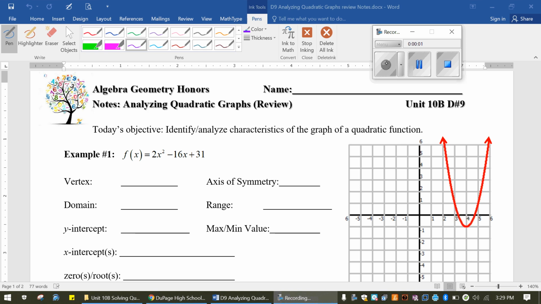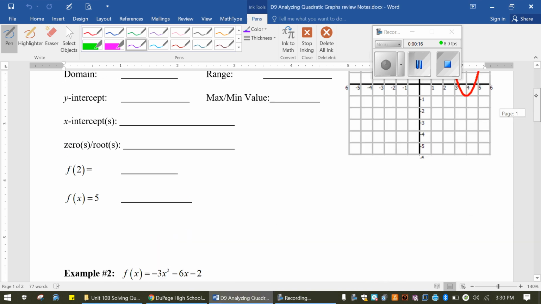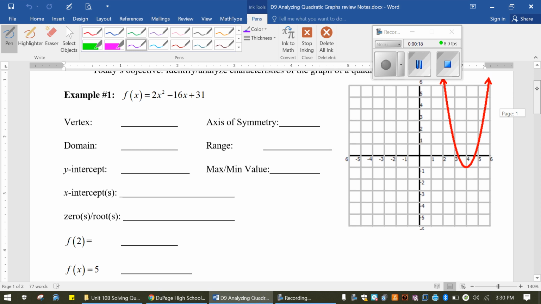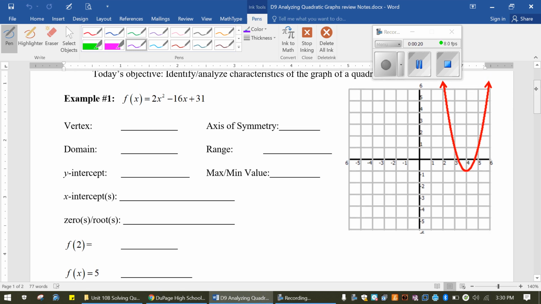Okay, last set of notes for this unit is actually a review from the last unit that we did, which was on graphing quadratics. So we're going to look at example number 1 that is written in standard form. And we're going to look at the graph that's given, and we're going to answer each of the questions that are listed here. So we're going to start with the vertex, which we can see here on the graph.